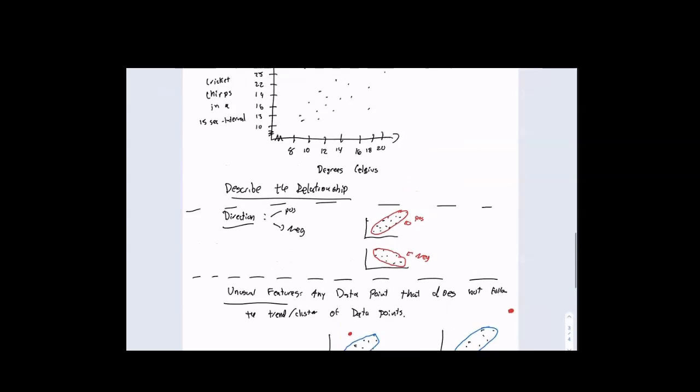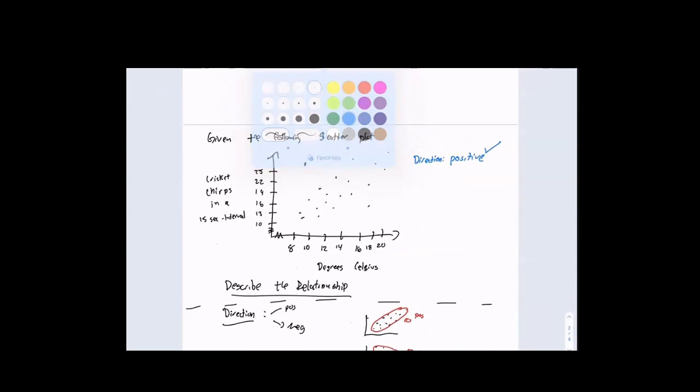In this problem here, do we have any unusual features? Yes, the answer is yes. It's around 8 comma 26. That point right here, I would say that's around 8, 26. That's an outlier. So I'll just make note of it.